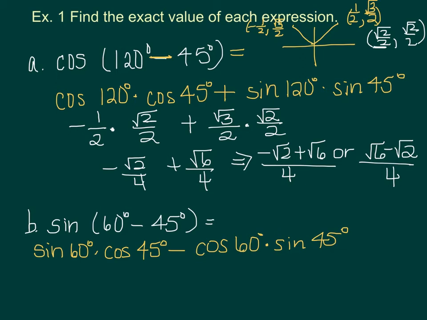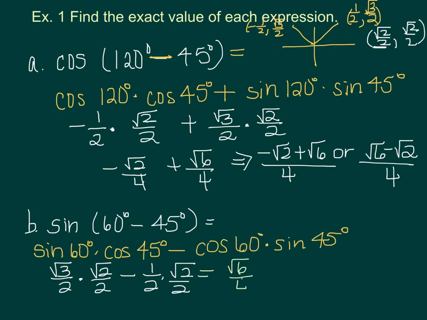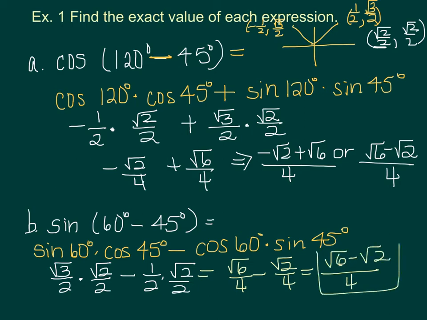All right, I have my ordered pair still up there. So sine of 60 would be square root of 3/2 times cosine 45 minus cosine of 60 times sine of 45. It's almost like the same answer. So you get square root of 6 over 4 minus square root of 2 over 4. Remember, we usually write it as one single fraction. And then that's your answer.